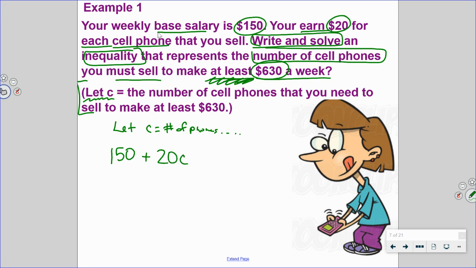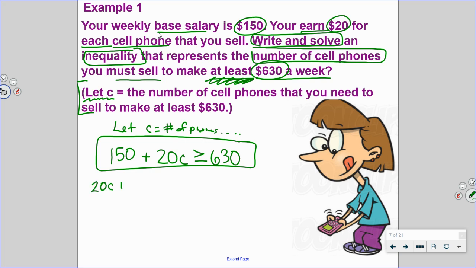Now, keyword at least, which means it can be more than 630. It can also be exactly 630. And that, folks, I think is the hardest part of the lesson, to take the verbal sentence and create a mathematical sentence. In other words, take the words and turn it into math. From here, we're going to go ahead and solve. Now, I'm going to use the commutative property to switch the order because that's a positive 150. I'm going to rewrite it as 20 C's plus 150. Let's get rid of that 150.